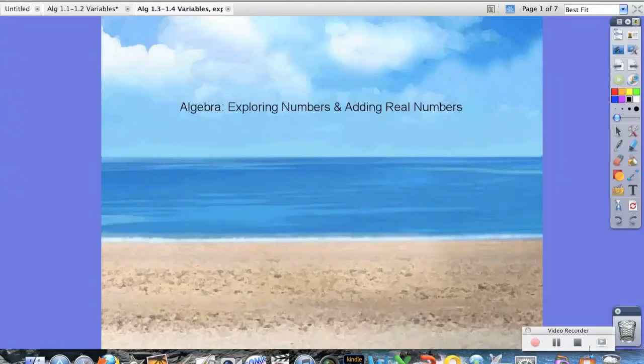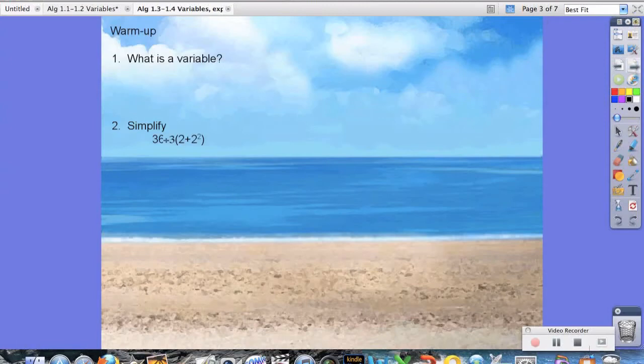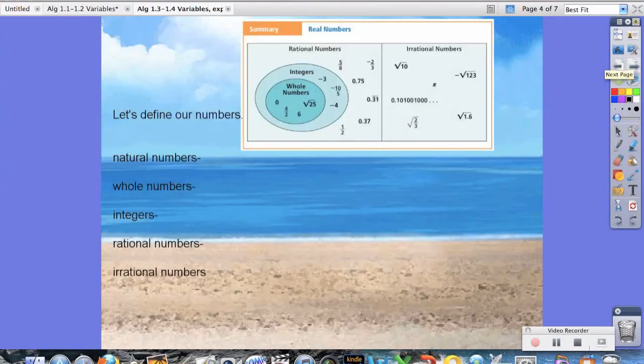Hello students, today in your algebra class we're going to be working on exploring numbers and adding real numbers. So the purpose is that at the end of this lesson you should be able to identify types of numbers and add real numbers. To start, I want you to copy down this table as we go through it.